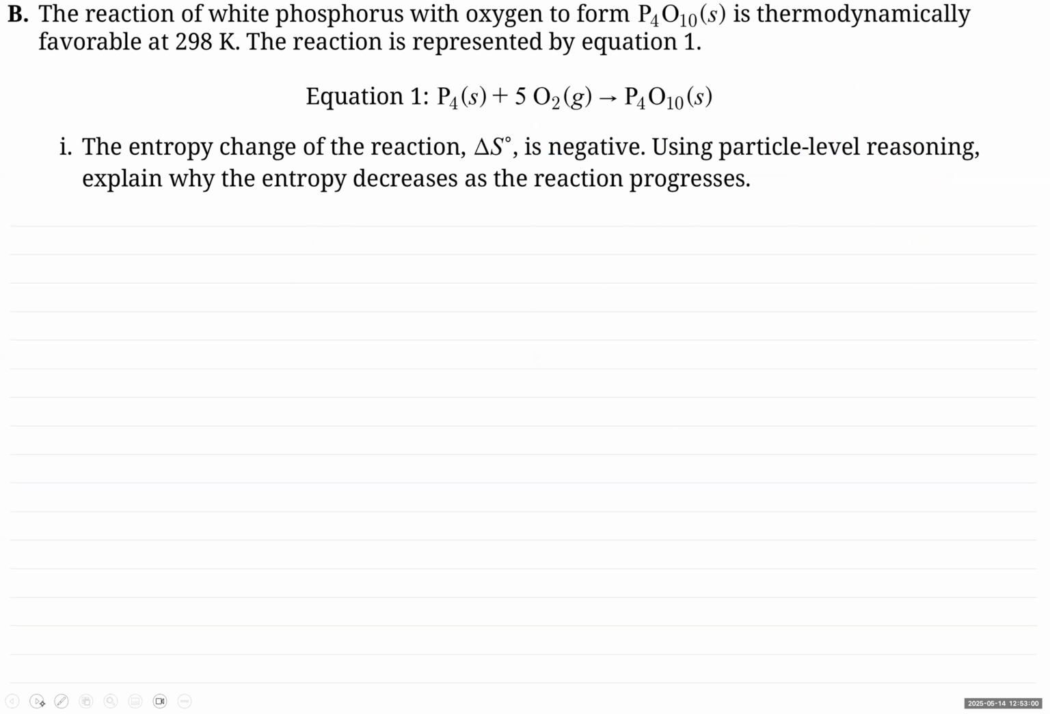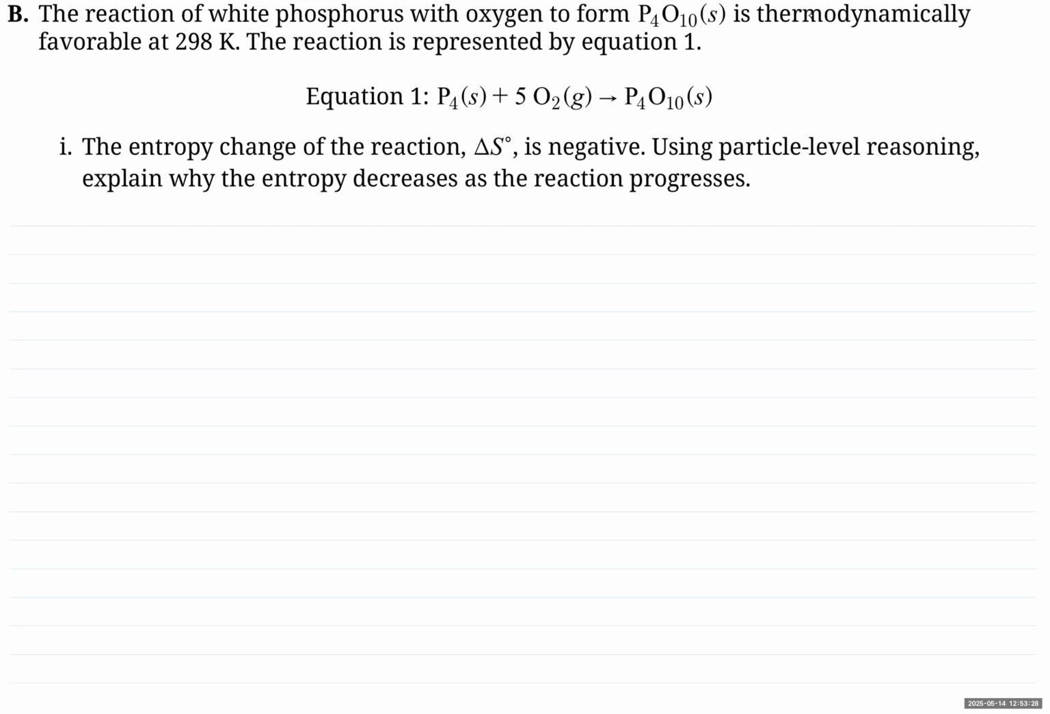Let's move on. Part B: the reaction of white phosphorus with oxygen to form P4O10 is thermodynamically favorable at 298 kelvins. The reaction is represented by equation number one. The entropy change of the reaction is negative. Using particle-level reasoning, explain why the entropy decreases as the reaction progresses.